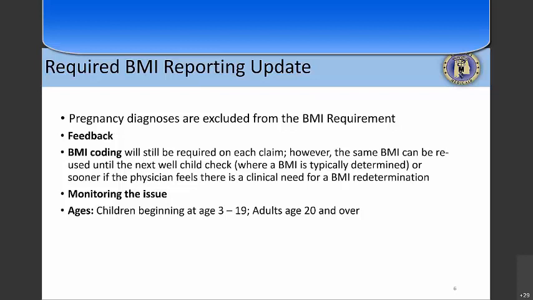We will be monitoring the issue over the next year, and since we're so close to go live, a major modification would not be reasonably feasible. For those recipients that are wheelchair-bound, where it may be difficult to obtain a BMI, an override may be requested. Send those override requests in to managed care for reconsideration. The ages for the requirements are children ages 3 to 19 and adults age 20 and over.